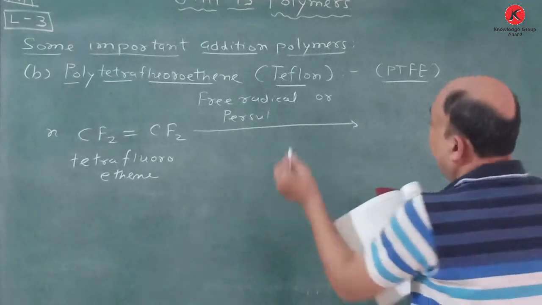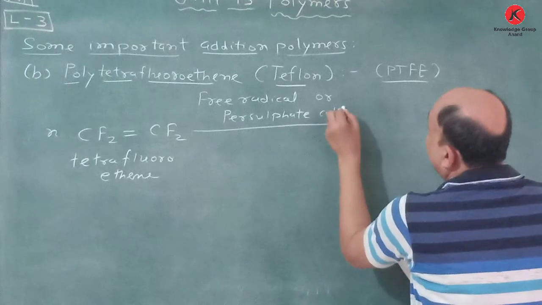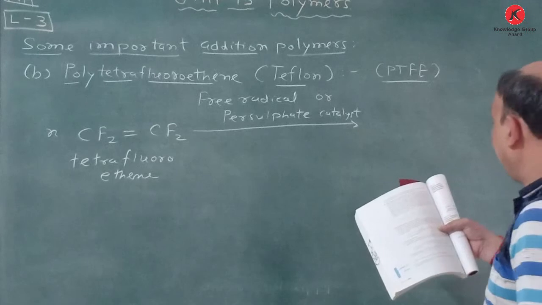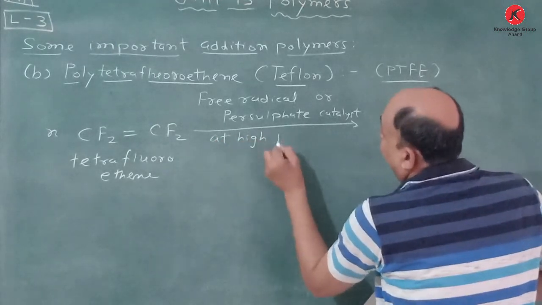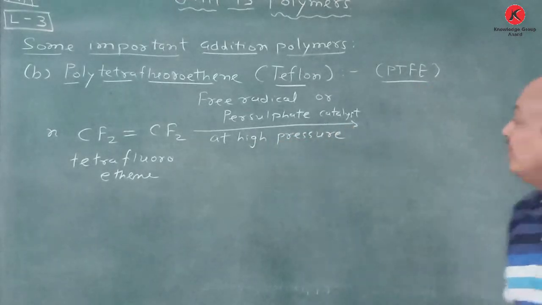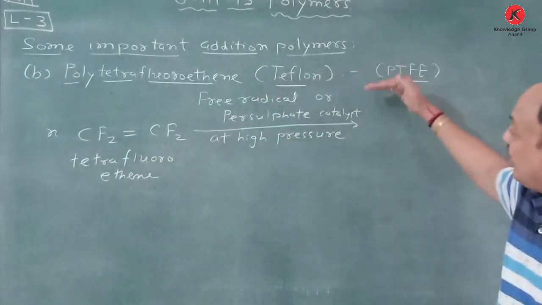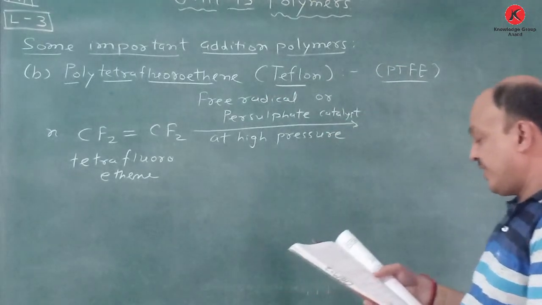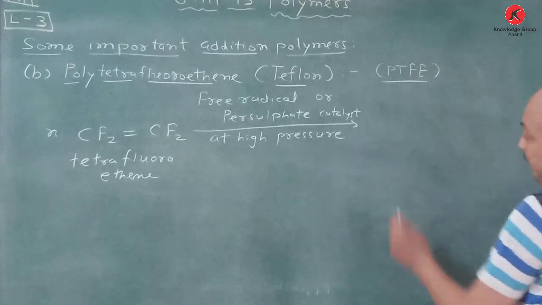Persulfate. This is important: catalyst. Persulfate catalyst is used at high pressure. Remember, a number of molecules of tetrafluoroethene, when they undergo free radical or persulfate-catalyzed polymerization at high pressure, give PTFE.